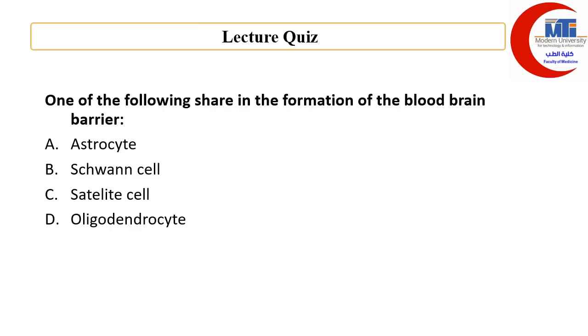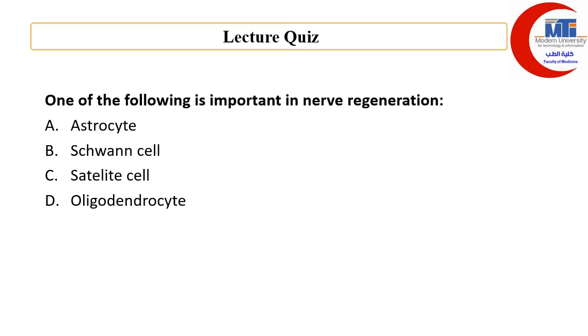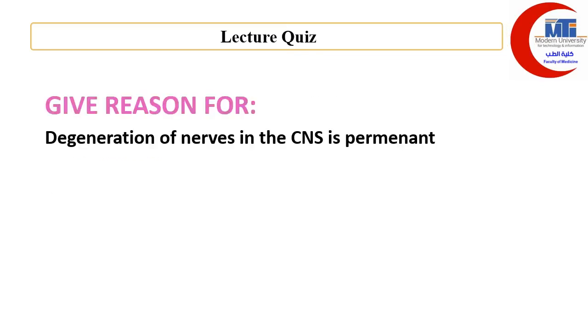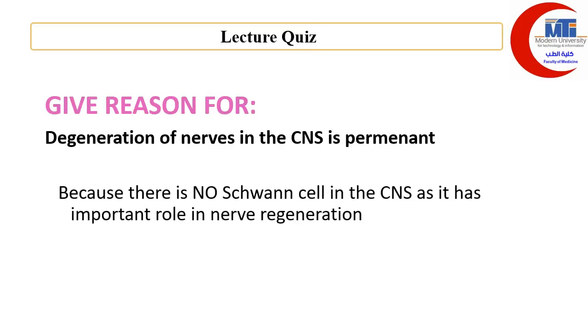Now, one of the following cells shares in the formation of the blood-brain barrier. Which cell? Astrocyte. One of the following is important in nerve regeneration. Which cell is very important? Schwann cell. Give the reason why degeneration in the central nervous system is permanent. Why is it permanent? Because there is no Schwann cell in the central nervous system, and the Schwann cell is very important for nerve regeneration.